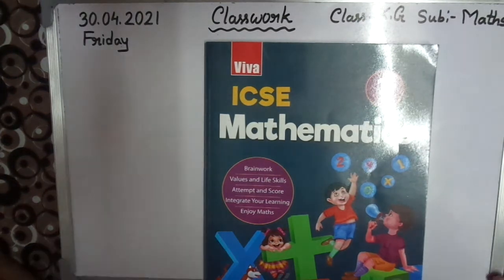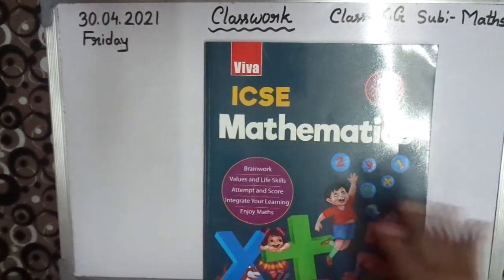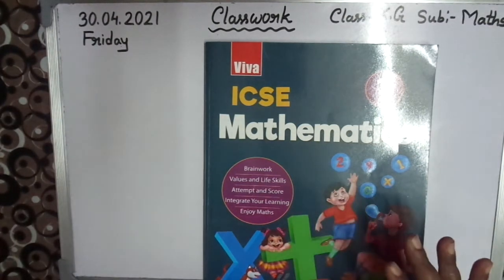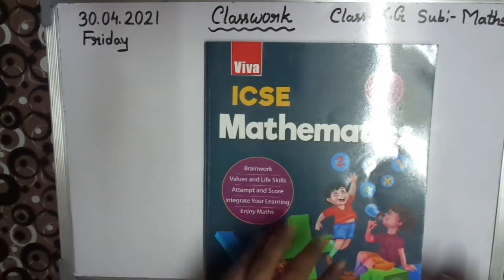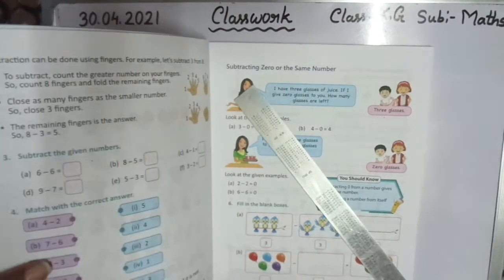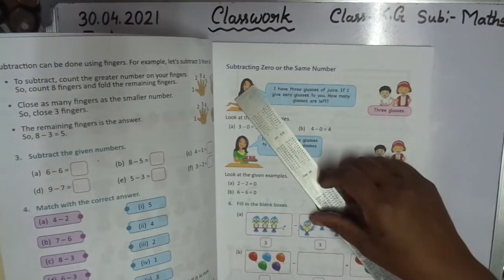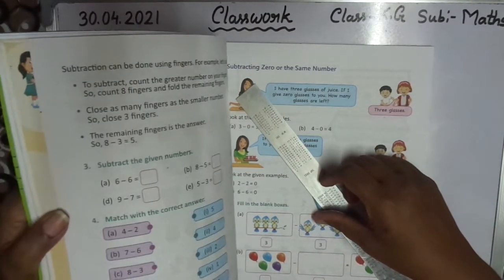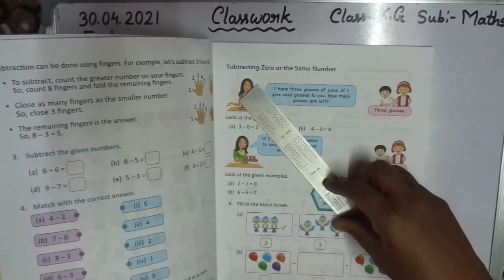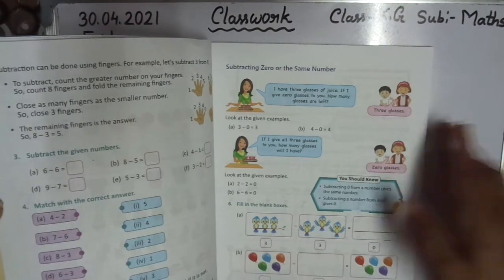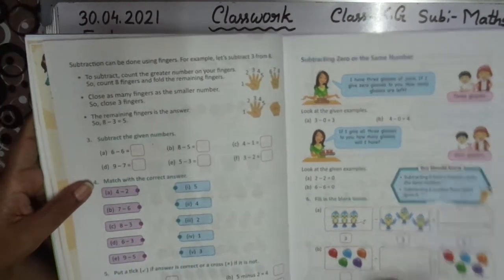Today we are going to study maths, ICSE mathematics. Take out this book and your homework copy also, the school homework copy also. Chapter 3, page 44. Okay. Everyone follow me.